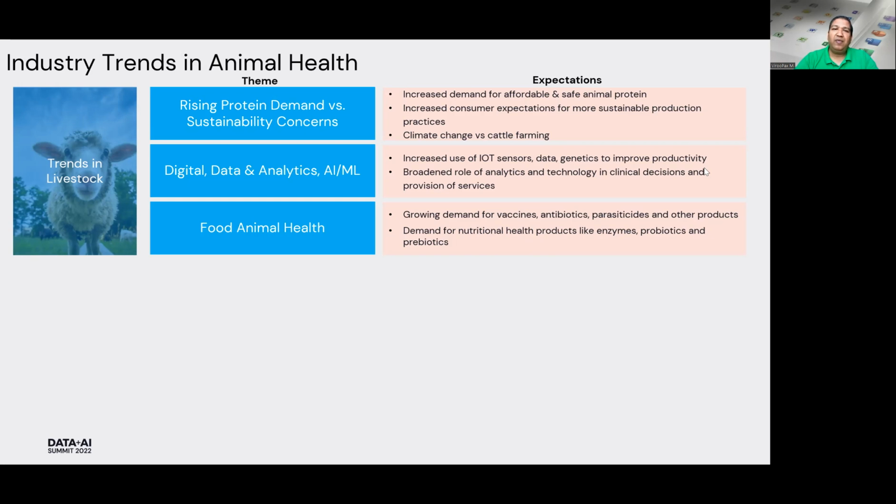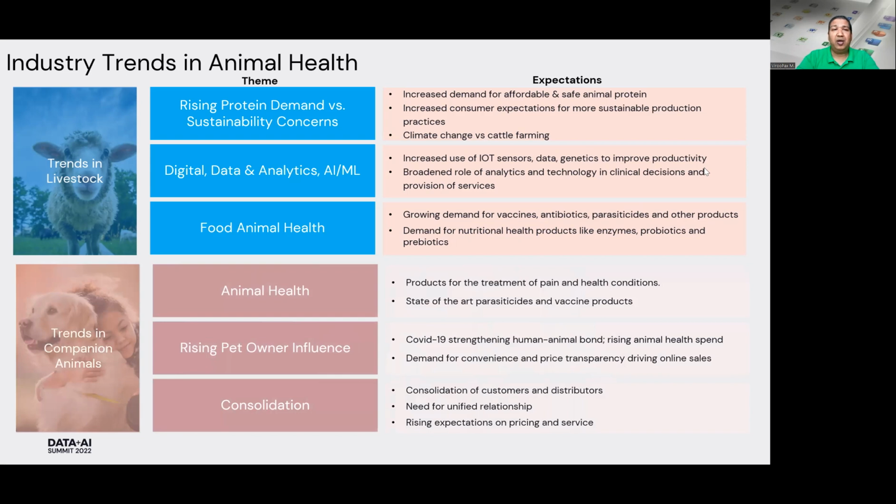You can also look at food animal health attribute of the demand for vaccines, the demand for antibiotics, the demand for all kinds of products around this, health products, which will help livestock to grow better. And then we can look at the other part of the industry trend, which is essentially around companion animals, the health of those animals, their treatment of their pain and health conditions, vaccine products for them. And similarly, you see pet owner influence is rising, as they get impacted as well overall. And then finally, consolidation of all of them, customers, distributors, vets, and the unified relationship across that.